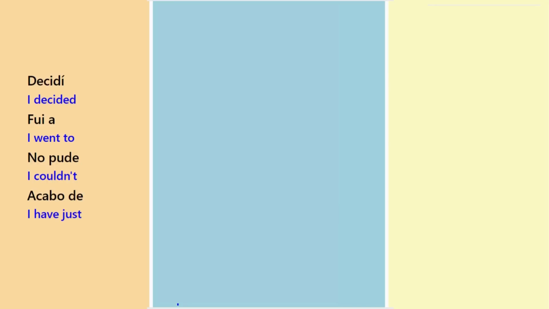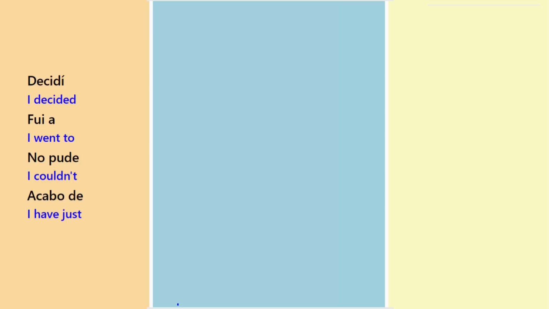So I decided is decidí. I decided. Fui a is I went to. So for example, fui a Madrid. I went to Madrid. Fui a Argentina. I went to Argentina. No pude is I couldn't, I wasn't able to. So pude, I was able to. No pude, I wasn't able to.